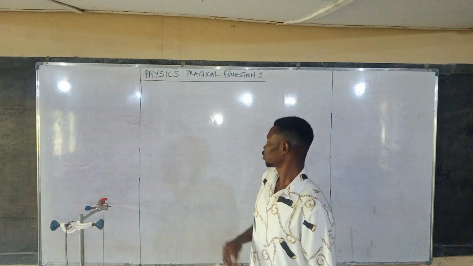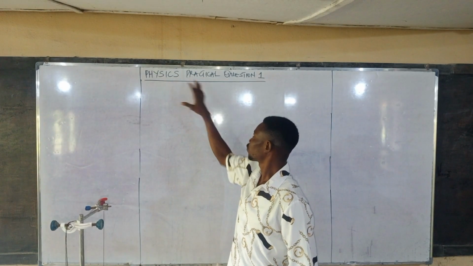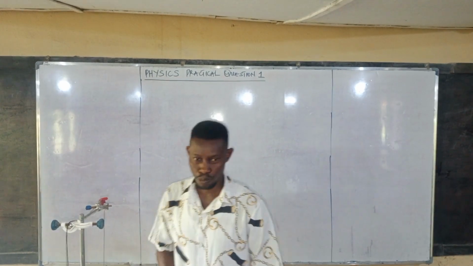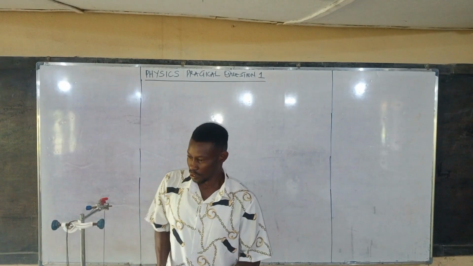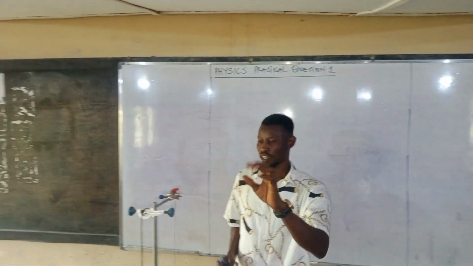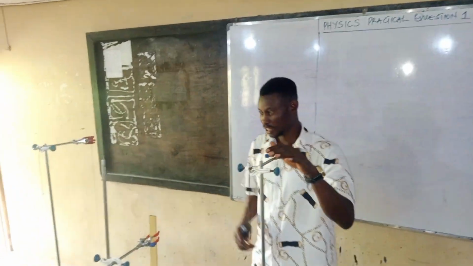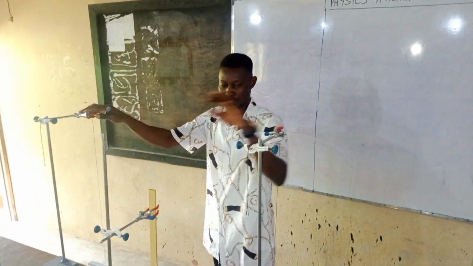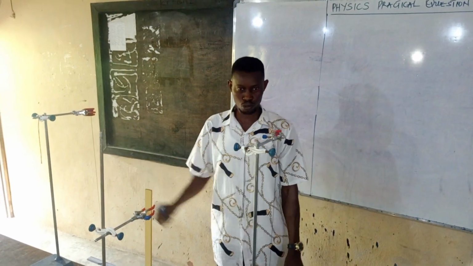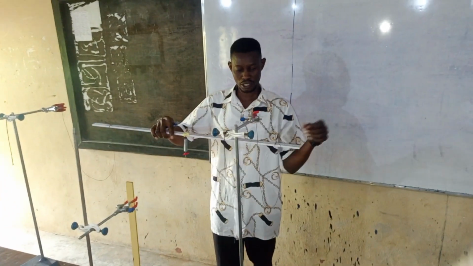This is a lecture on the correct predictions of the WAEC Physics Practical question number 1, which is the question on mechanics. As you already know, you are provided with 3 retort clamps and stands. There are 3 retort clamps here. You are also provided with 2 meter rules. One of the meter rules is already clamped horizontally here.